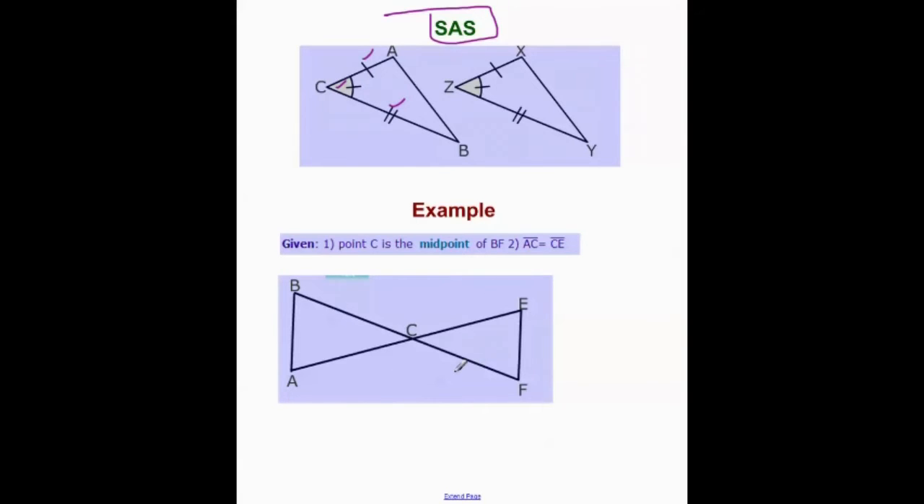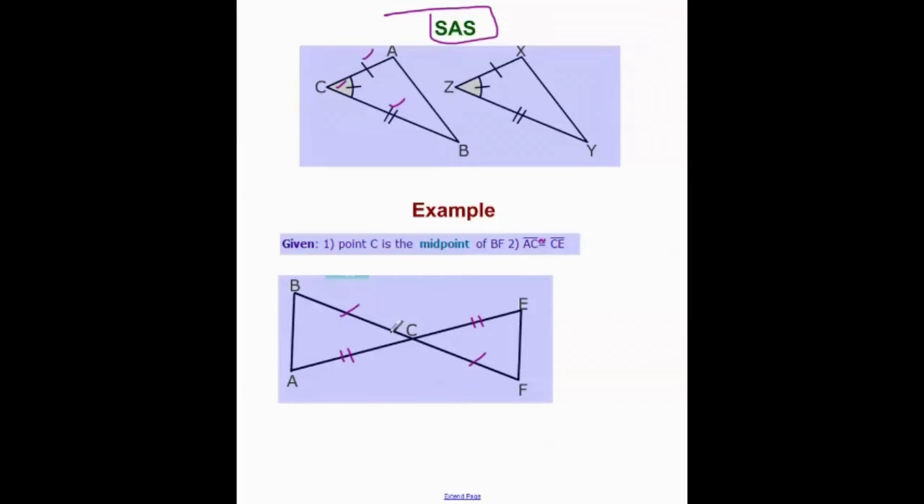So let's take a look at an example. This is what I call a bow tie problem, and something always pops in my head when I see these. Yes, you're right, the vertical angles. But let's see what's given. C is the midpoint of BF. Well, here's BF. C is the midpoint, so that means this side and that side are congruent. And our second thing that's given is AC is congruent to CE. So we have two sides congruent. We can't assume these sides are congruent. We have no proof. We can't wish it so. There's nothing right now that we can tell that those two sides are congruent. We'd have to prove it later.